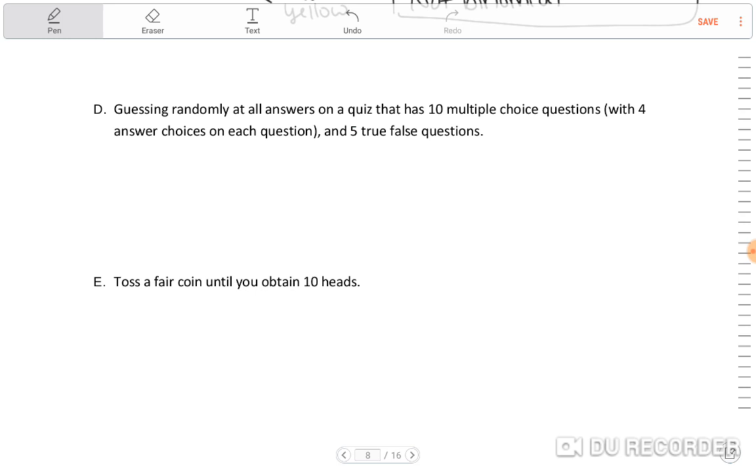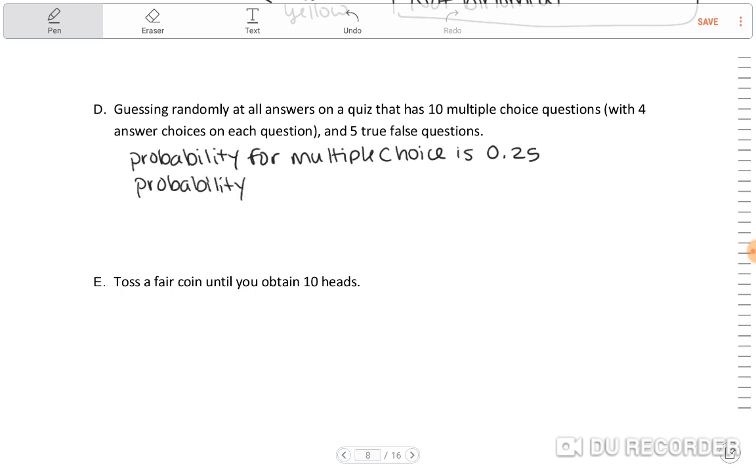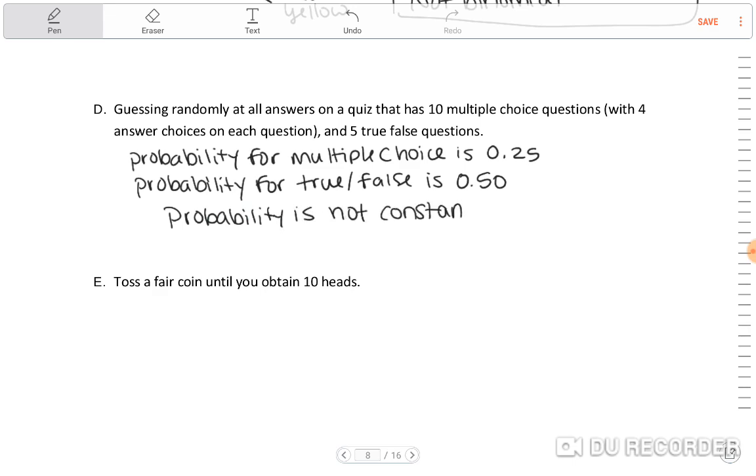So I'm going to say probability for multiple choice is 0.25. Probability for true-false is 0.50. So we say probability is not constant for each trial. So it's not binomial.